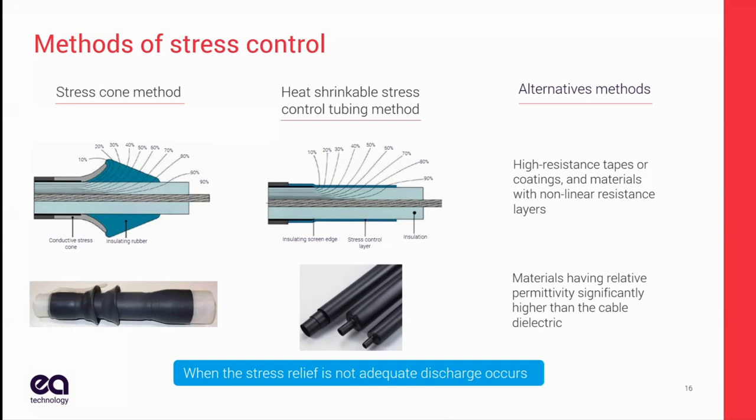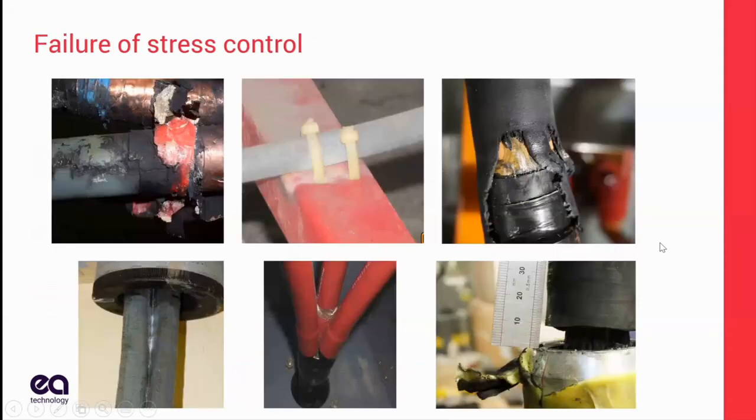So there's a variety of different stress control structures out there. Some are easier to use, some are harder to use, but if they're not used correctly, we get discharge. And that's where we're seeing more and more discharge every day, because people without sufficient training and tools are doing terminations because cold shrink terminations appear to be easy to do. That's one of the findings we have.